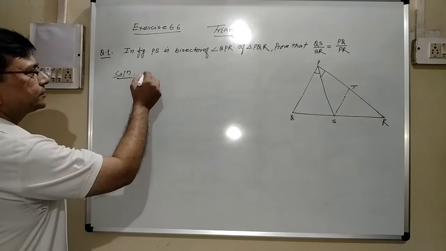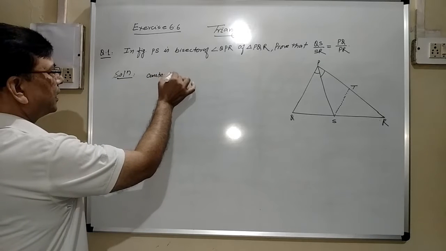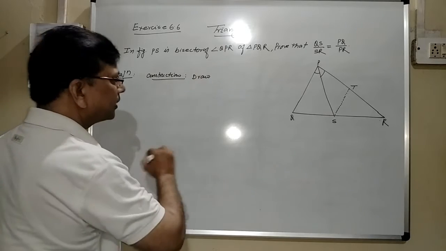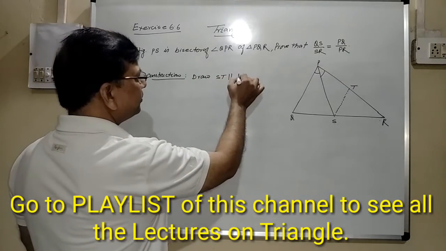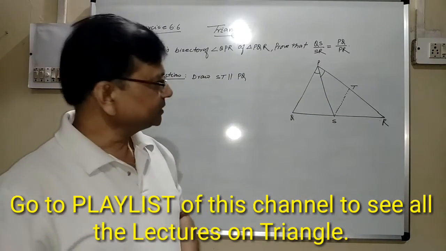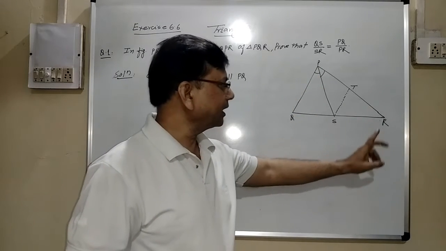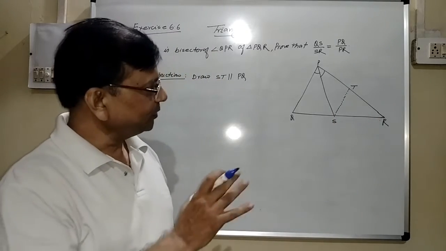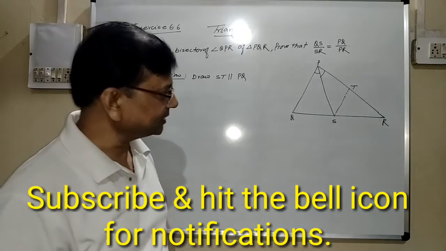Construction: draw ST parallel to PQ. I have drawn ST parallel to PQ. So now we will talk about two triangles, PQR and TSR. We will see what kind of relation we are getting in the angles of these triangles.